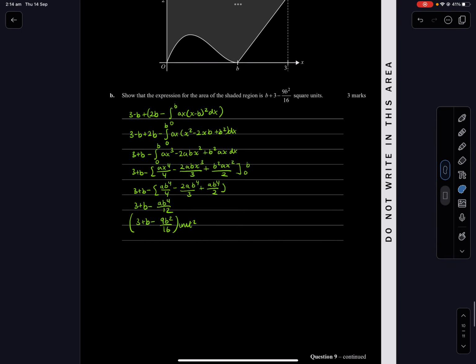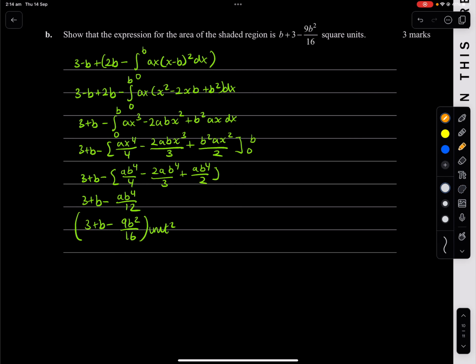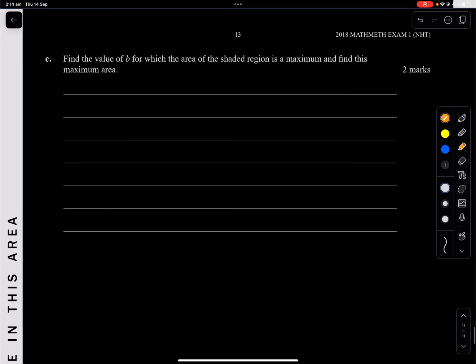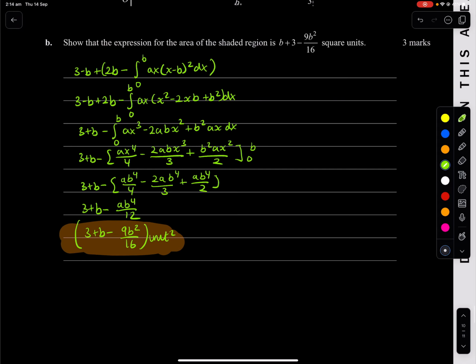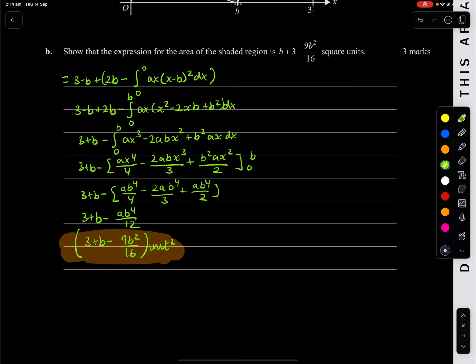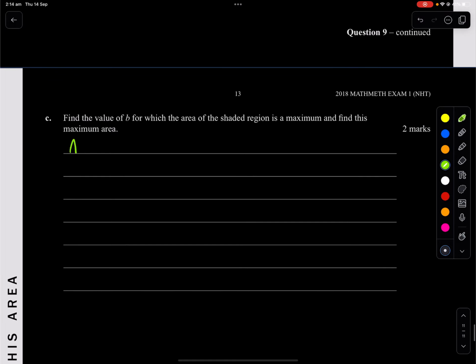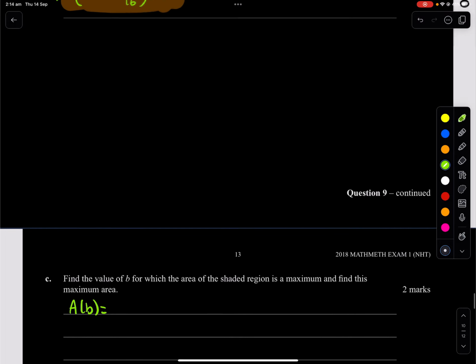All right, and I'm just going to nicely mark this. This is the last question. Perfect. Oh my god, I'm so tired. Wow. Find the value of b for which the area of the shaded region is a maximum. Wait, I'm supposed to make this a function, A of b, first. It makes our life easier for other calculations. So we want to find the value for which the area of the shaded region is a maximum and find this maximum area. So we know that A of b is this over here.